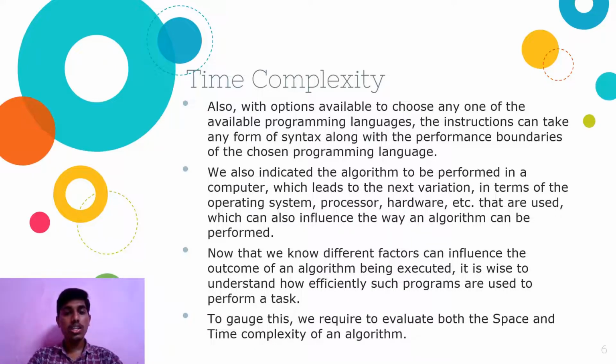We also intend the algorithm to be performed in a computer, which leads to the next variation in terms of the operating system, processor, hardware, etc. that are used, which can also influence the way an algorithm is performed. Now that we know different factors can influence the outcome of an algorithm being executed, it is wise to understand how efficiently such programs perform a task. To gain this, we need to evaluate both the space and time complexity of an algorithm.